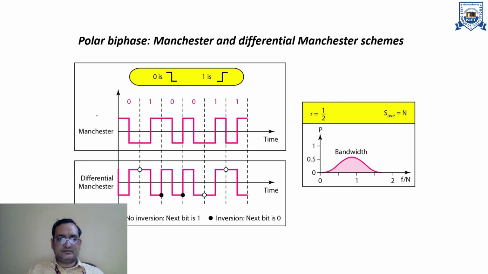This is the simple Manchester. You can see that 0 is represented by the transition from positive voltage to negative, and 1 is represented by the transition from negative voltage to positive voltage. Actually, this is not the final representation, that 0 will always be represented by this level change and 1 by this change. This is not necessary. Sometimes in literature you can also find that 0 is represented like this and 1 is represented by this.